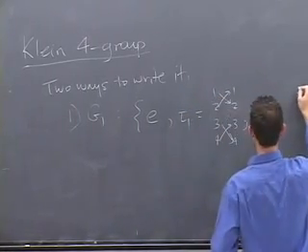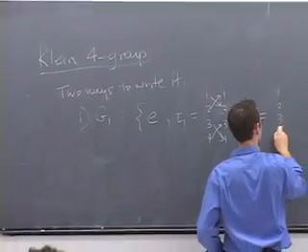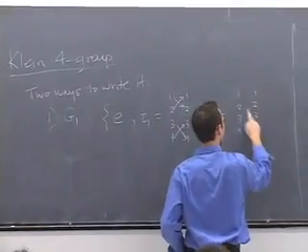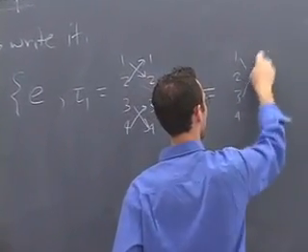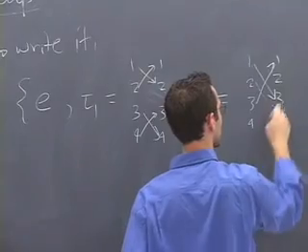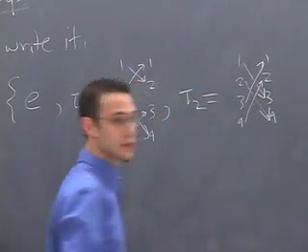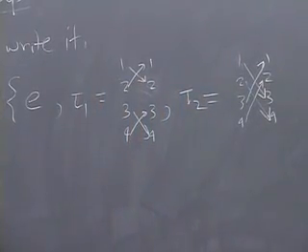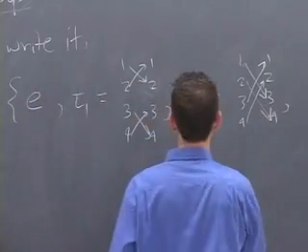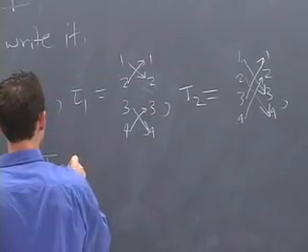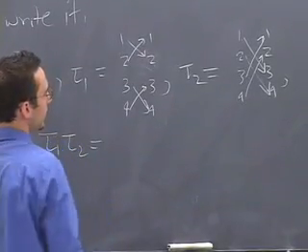Tau2 I'll take to be something that exchanges 1 and 3 and 2 and 4. So 1 goes to 3, 3 goes to 1, 2 goes to 4, 4 goes to 2. Is that clear? And the final element I'll take is tau1, tau2.